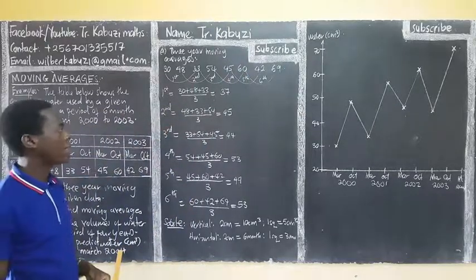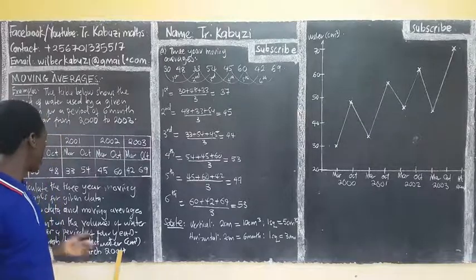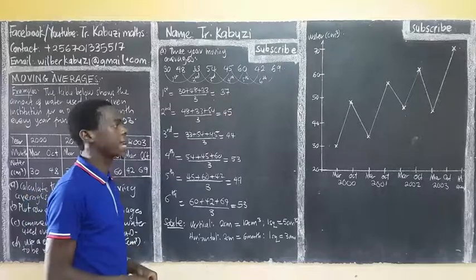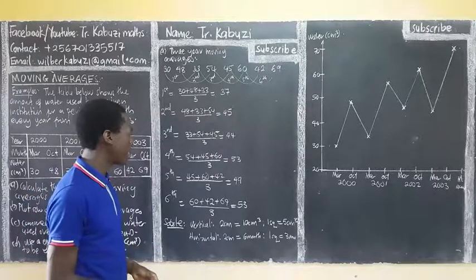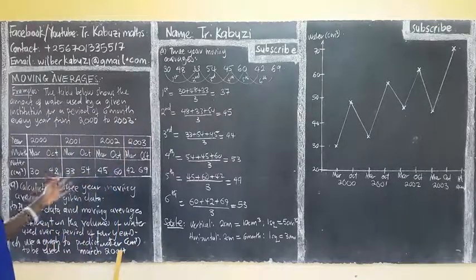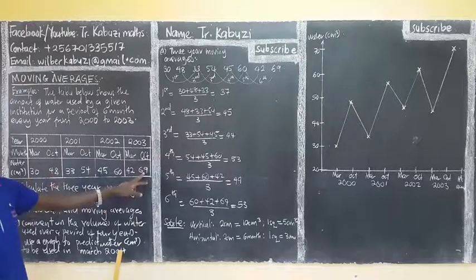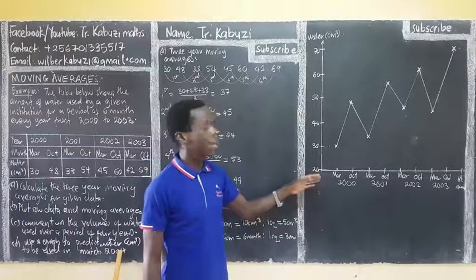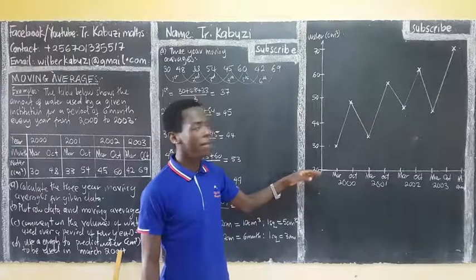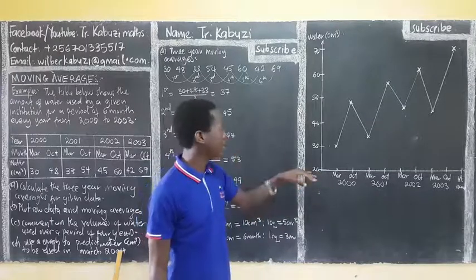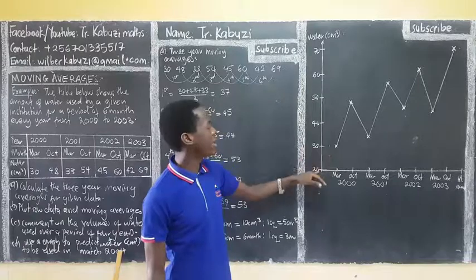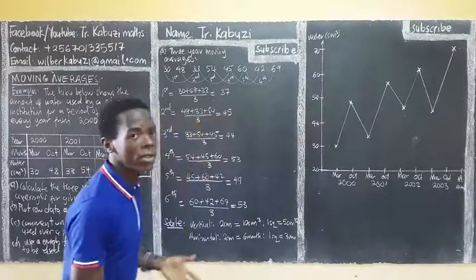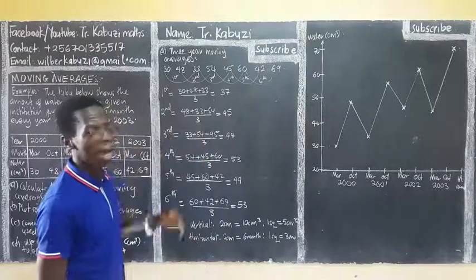Now after calculating the moving averages, they're telling us to plot. When plotting, you give the scale if the question doesn't give you the scale. When you see my figures, they are between 30 and 69. It means that I can start from 20. So 20 now, I will be using the scale of 10 for every 2 centimeters: 20, 30, 40, 50, 60, 70. You can choose your scale because your graph is a bit longer than mine.